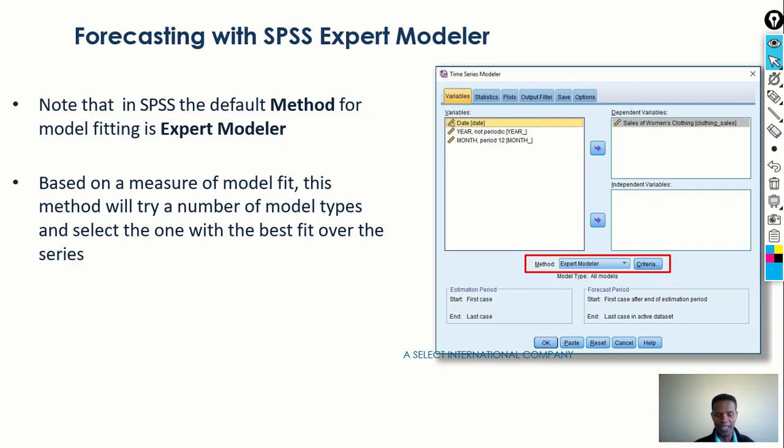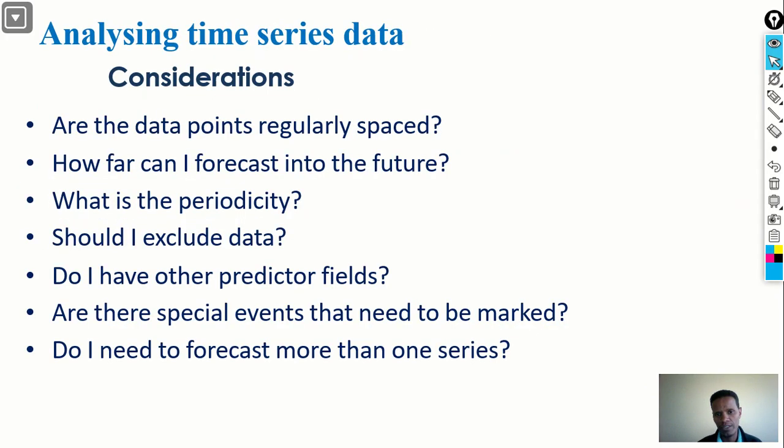Based on the measures of model fitness criteria that we have seen previously, the expert modeler will try a number of model types, and then it will select the one with the best fit over the series of models. So this is really a fantastic and the easiest way of identifying the right model for our time series data analysis. This is how I want to wind up this session for you.